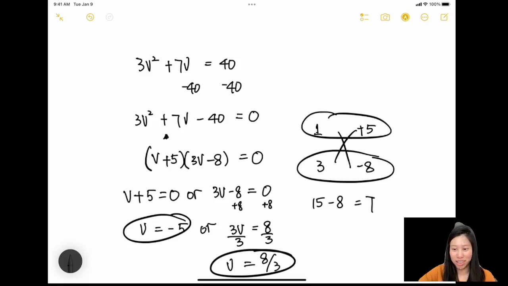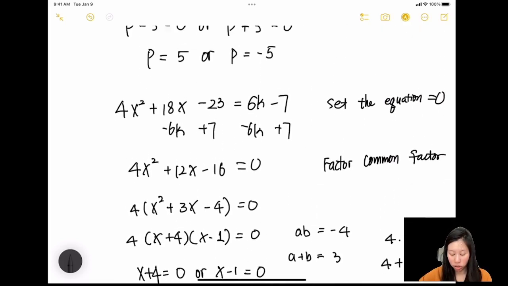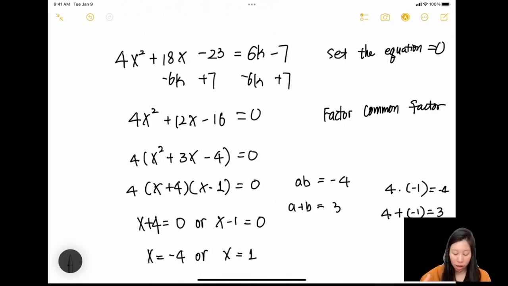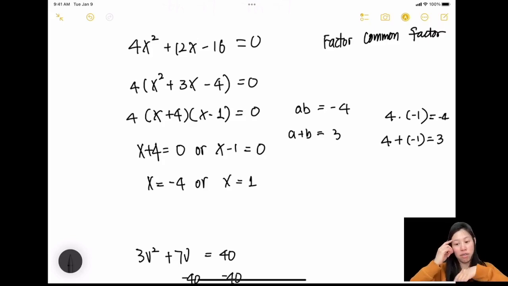Okay, that's it for the practice today. Remember, always try to set the equation equal to 0 first. The next step is to factor the common factor. And then you can use the methods that we learned, or the previous factoring strategies, to factor it, and then apply the zero product rule to solve for the variable. Good luck.